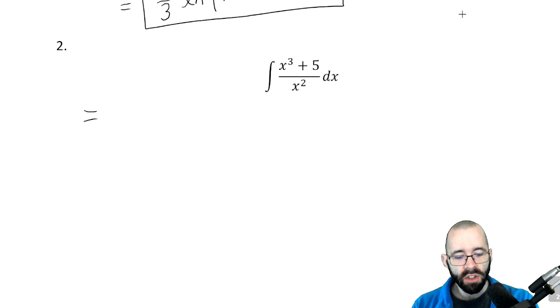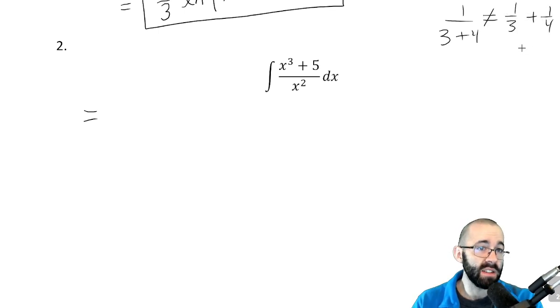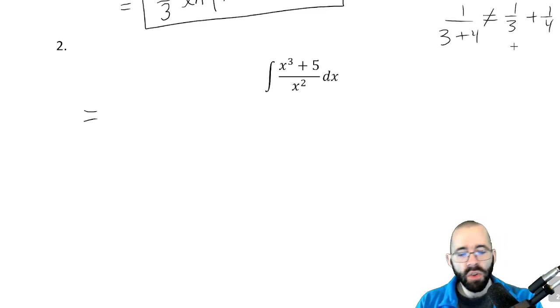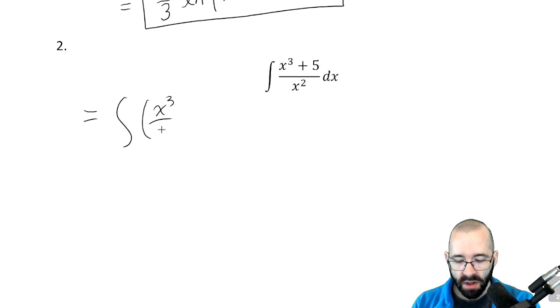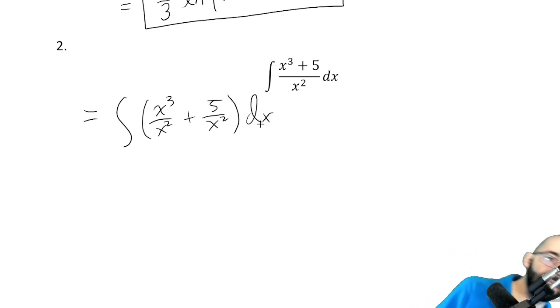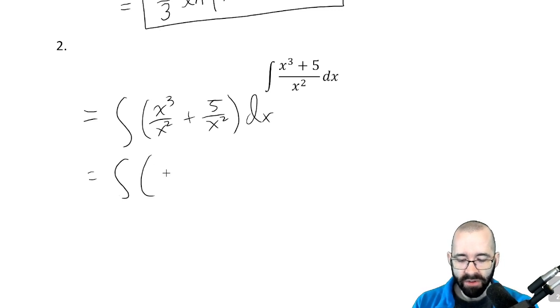Remember that if you have addition on the bottom, right? If you have something like this, you can't break this up, right? This is not a third plus a fourth. Specifically, it is a seventh. But if you have addition on the top of a fraction, you can split it up. So this really is the integral of x cubed over x squared plus 5 over x squared dx.